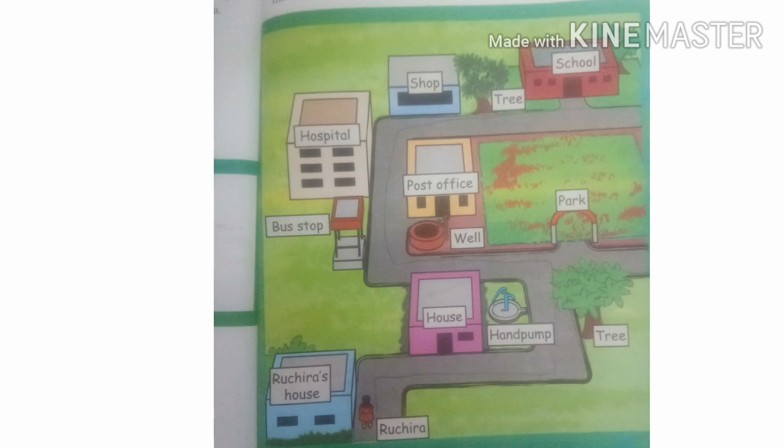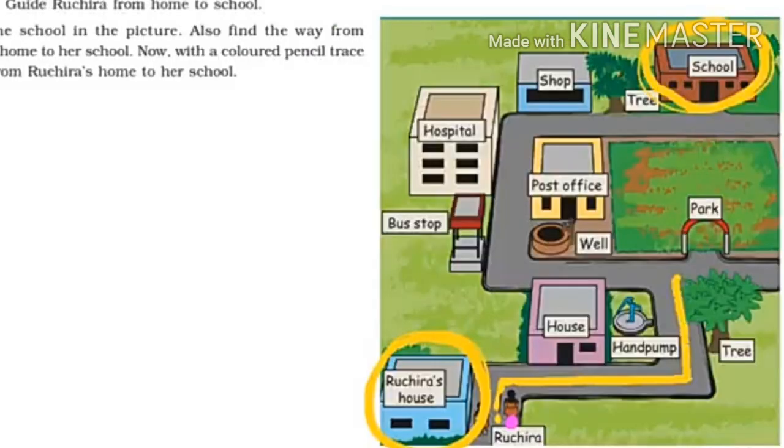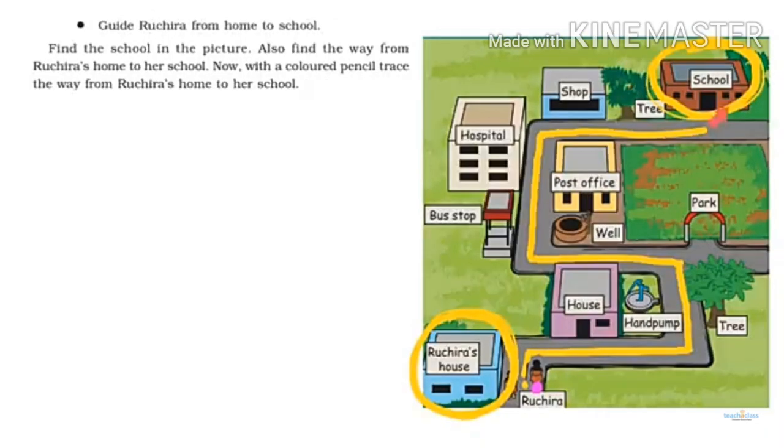Now you see the picture in page number 149. In that picture, you have to get Rujira from her home to school. First, you have to find the school in the picture and also find the way from Rujira's home to her school. Now observe this picture. The path through which she has to move is clearly given in this picture.